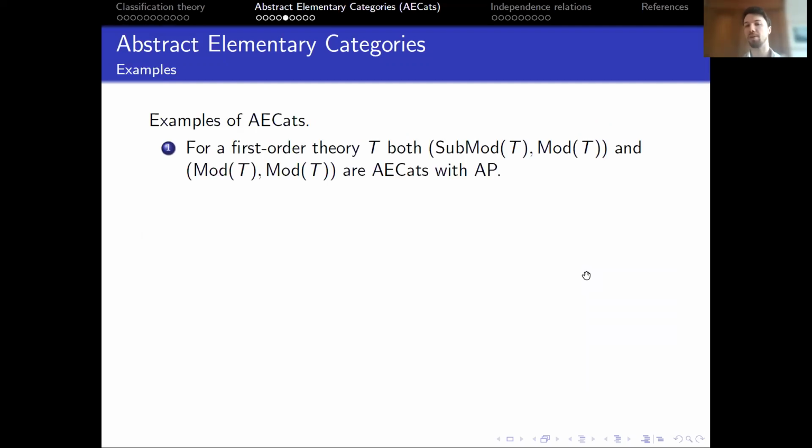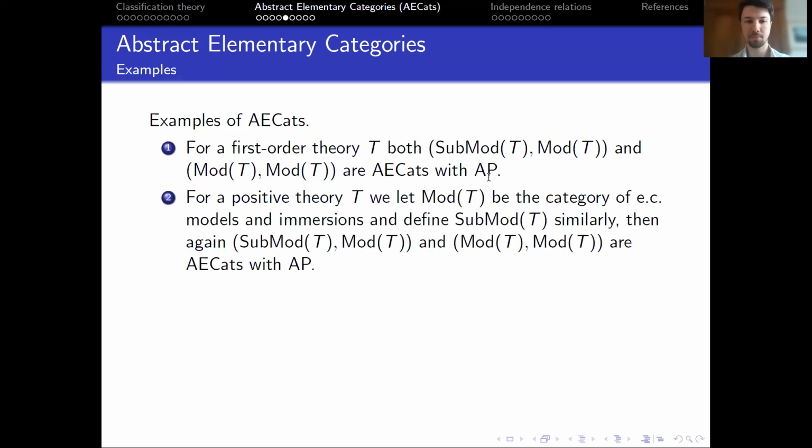Here are a bunch of examples of these things. Of course, the motivating example should be an actual example. For a first order theory T, both SubMod T and Mod T, with only the models of T, are AE cats with the amalgamation property. Actually, for a positive theory T, we get a similar construction, in the sense of positive logic that Jonathan talked about a few weeks ago. We take the models to be the existentially closed models, and immersions as arrows.